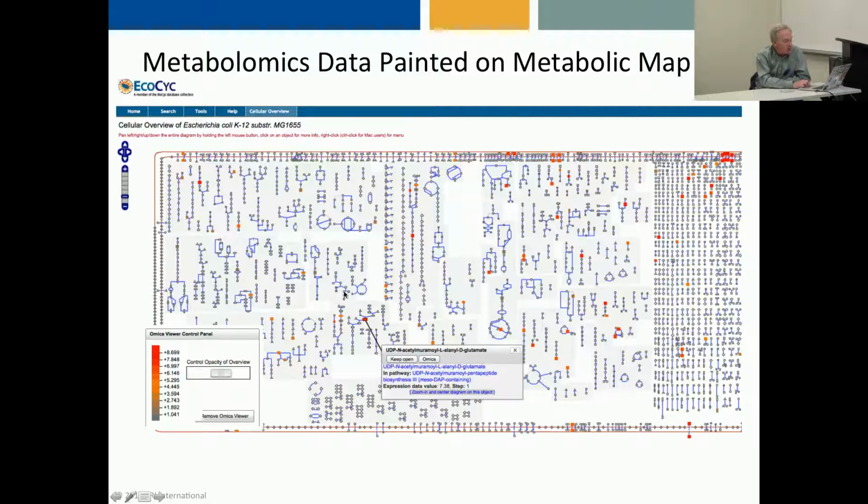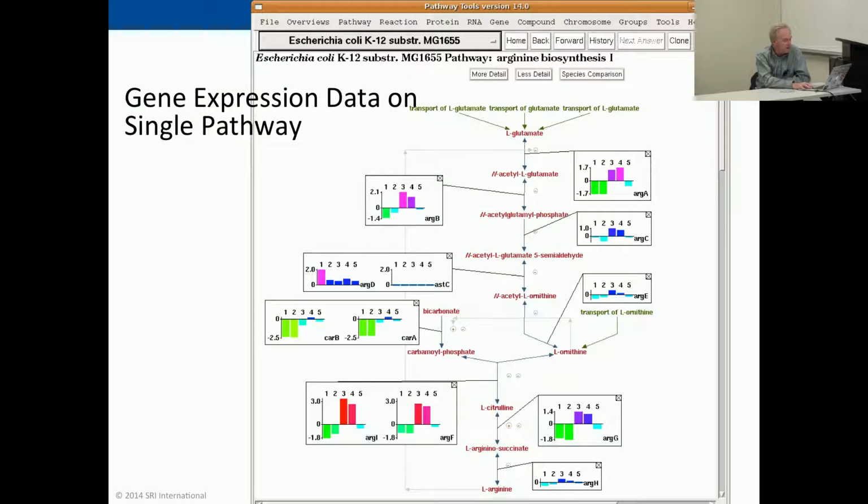And here's metabolomics data painted onto the same diagram. Metabolomics data are basically high throughput measurements of metabolites. And so rather than coloring the reactions, here we're coloring the metabolites to show what levels are present for them. And we can also do the same type of thing on an individual pathway diagram.